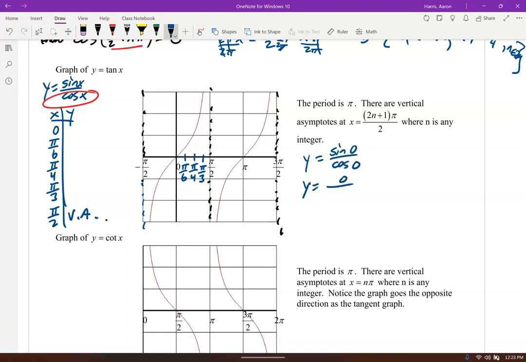Well, we know the sine of 0 is 0. We know the cosine of 0 is 1. So 0 over 1 is 0. So we have the point (0, 0). There's our first one. Now let's plug in pi/6.